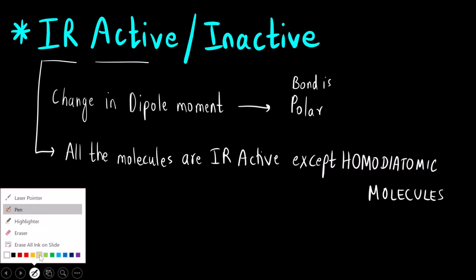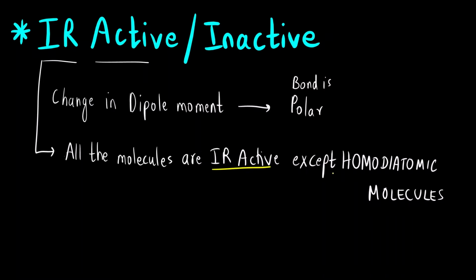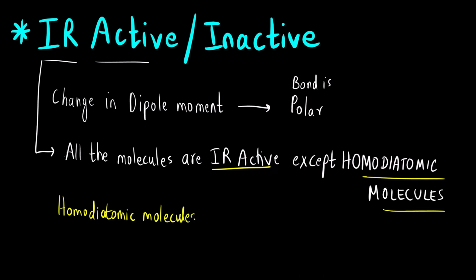What is the meaning of this? All the molecules are IR active except homodiatomic molecules means homodiatomic molecules are going to be IR inactive. Homodiatomic molecules will be IR inactive. Except these molecules, all the rest are going to be IR active. These are IR inactive.